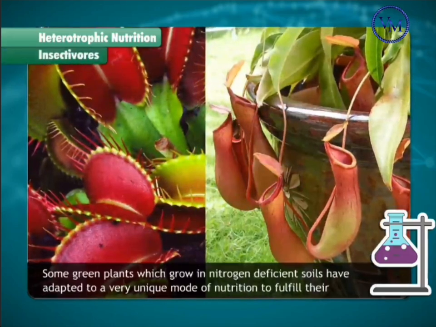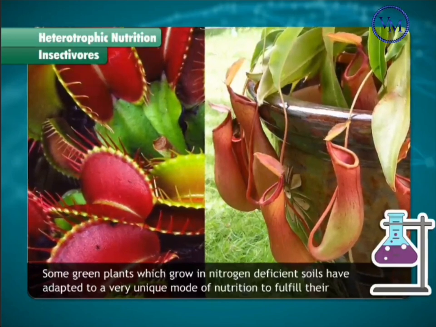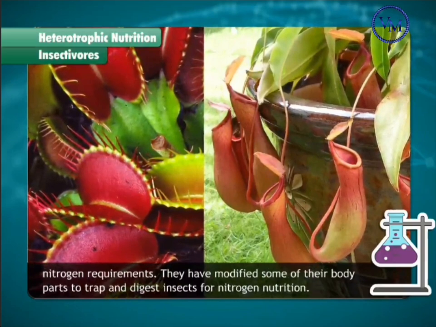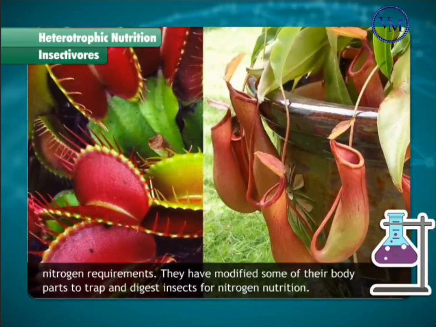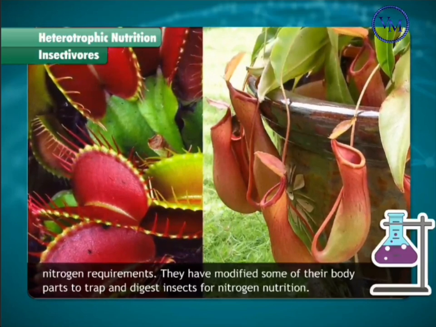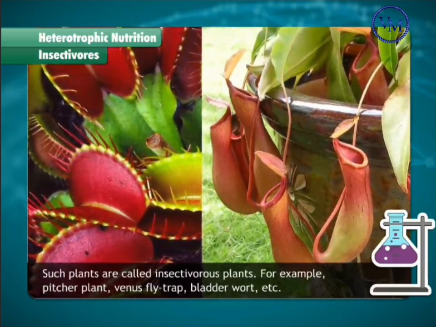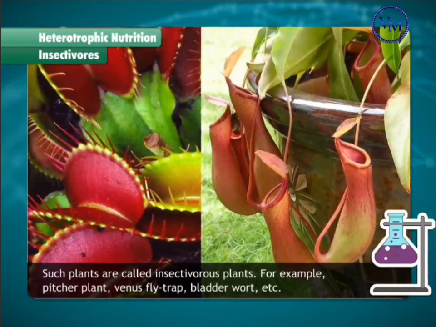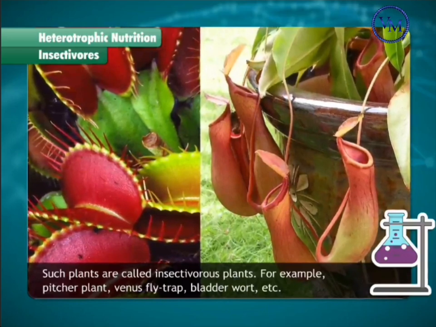Insectivores. Some green plants which grow in nitrogen-deficient soils have adopted a very unique mode of nutrition to fulfill their nitrogen requirements. They have modified some of their body parts to trap and digest insects for nitrogen nutrition. Such plants are called insectivorous plants. For example, pitcher plant, Venus flytrap, bladderwort, etc.